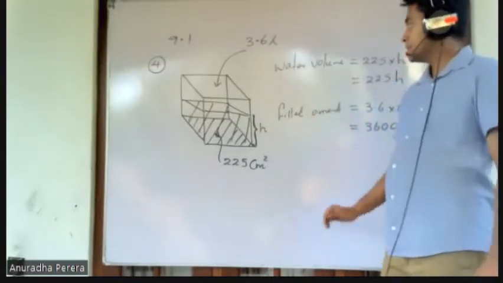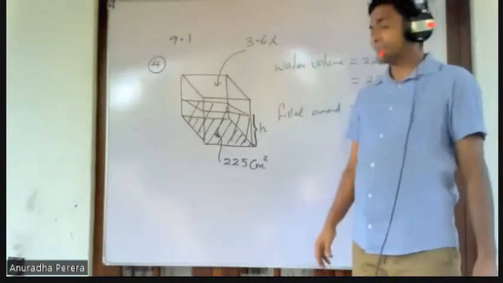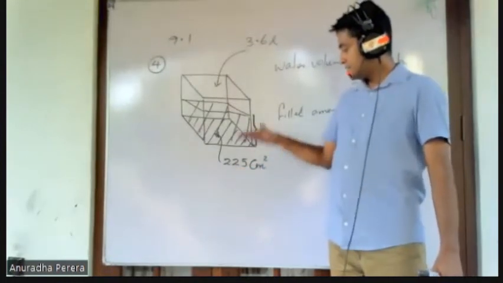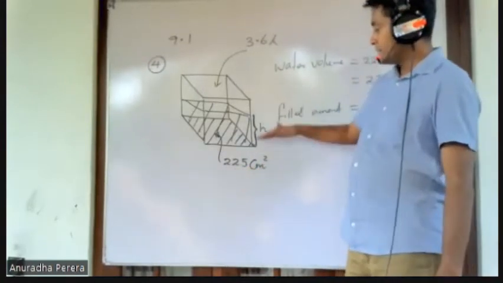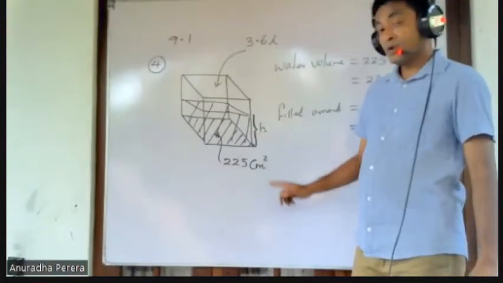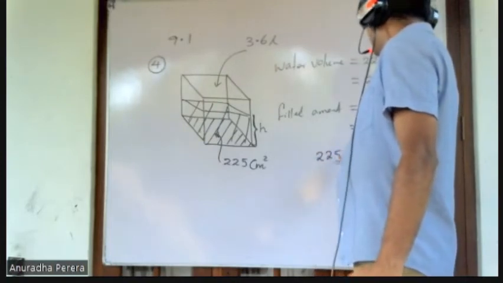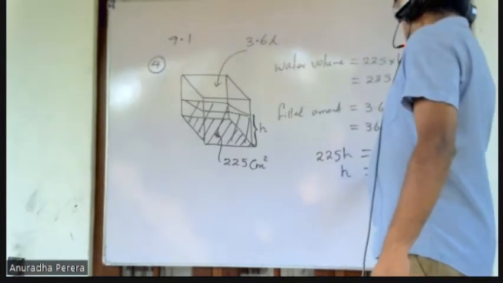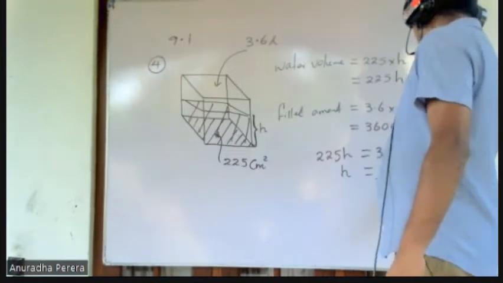Now the units are the same. 3.6 liters can be represented in milliliters, 3600, and in cubic centimeters. The height in centimeters, the value becomes in cubic centimeters, right? Now take the equality of these two. 225 H equals 3600. You can find H by using this. 3600 has to be divided by 225.